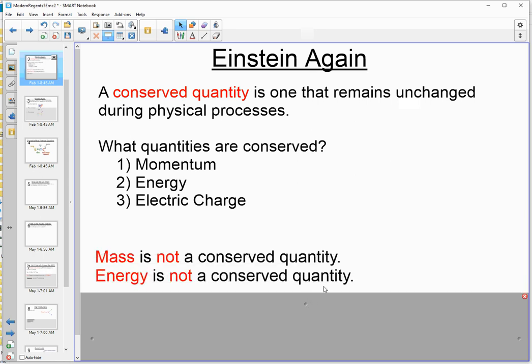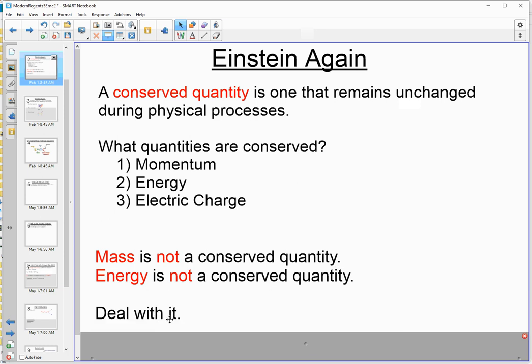Here's the problem with today's lesson. That whole modern physics 1905 date that we discussed earlier, around that time, people started noticing some very bizarre things. And one of those things, or two of them, is that mass in certain physical processes is not a conserved quantity, and energy is also not a conserved quantity in certain processes. We'll talk in a second what those processes might be. And those are both very disturbing finds.